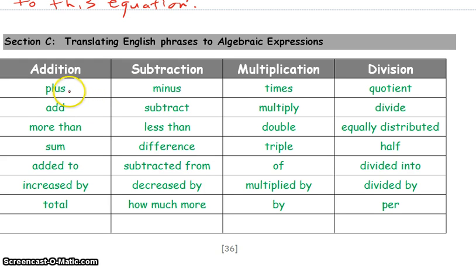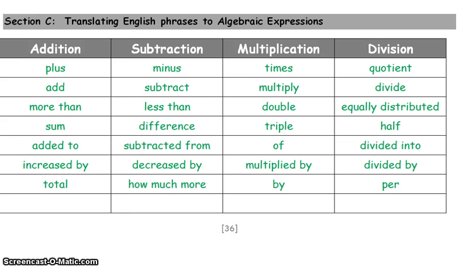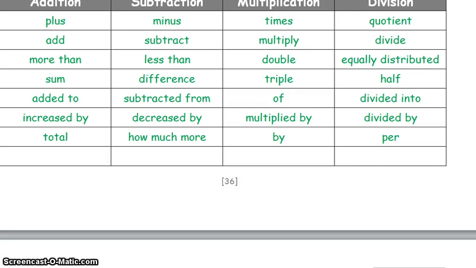For addition, we have plus, add, more than, sum, added to, increased by, total, all the way to division, where we have quotient, divide, equally distributed, half, divided into, divided by, and per. Knowing these words will help you solve just about every last story problem that you come in contact with, because they have these key words in them. So what we are about to do, you would just need to flip to your next page.